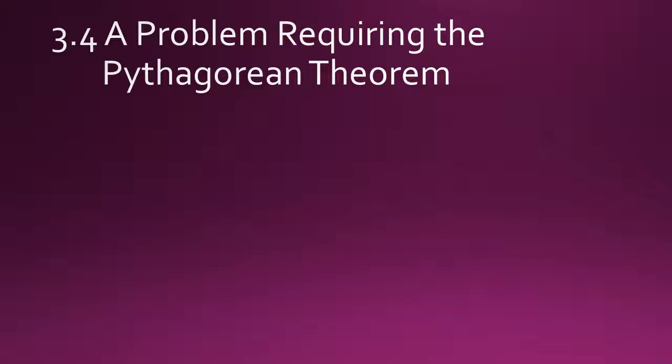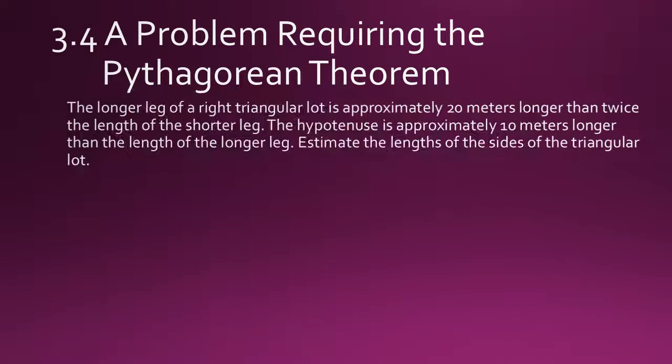Continuing with our geometric theme here, we're going to work a problem that requires the Pythagorean theorem. Now, in case you've forgotten that, the Pythagorean theorem deals with right triangles. It says that the squares of the lengths of the two legs of a right triangle must total the third side, the hypotenuse, squared, or a squared plus b squared equals c squared.